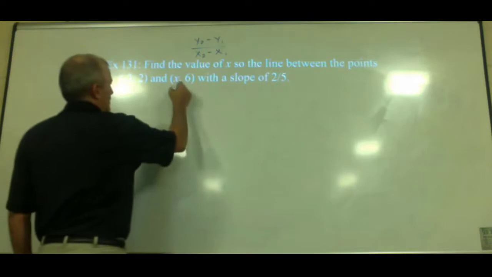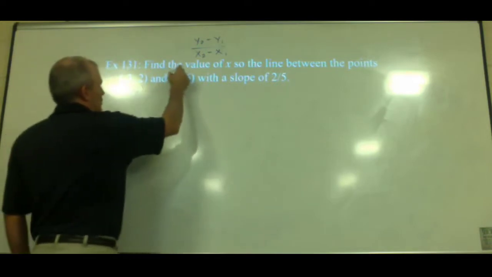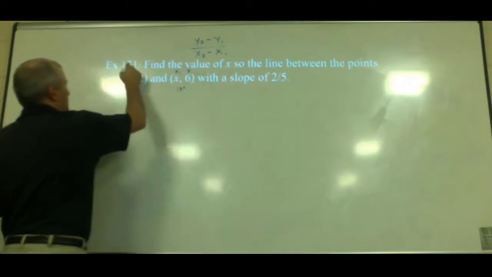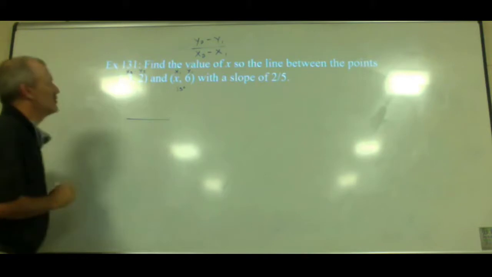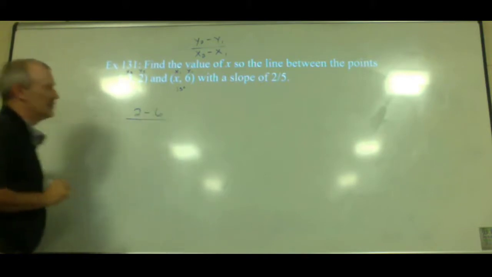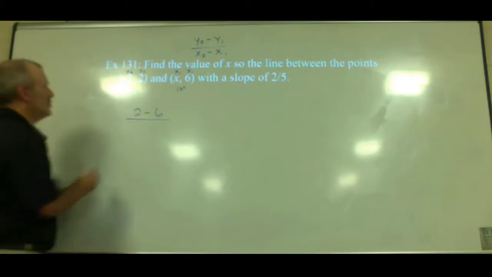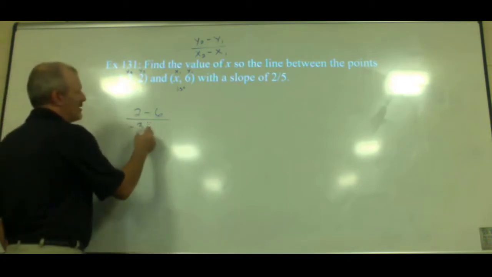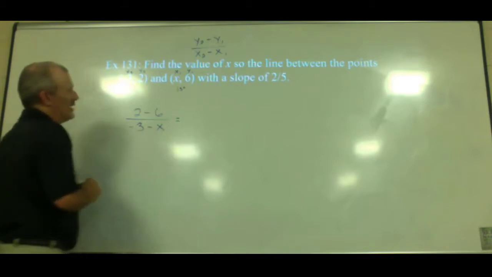Okay, so first, second. So that means this is x1 and y1, and this is x2 and y2. And our formula says y2 minus y1, so 2 minus 6. And on the bottom, x2, negative 3, minus x1, x. And what is our slope supposed to equal?